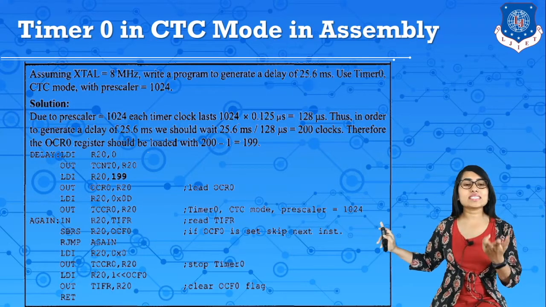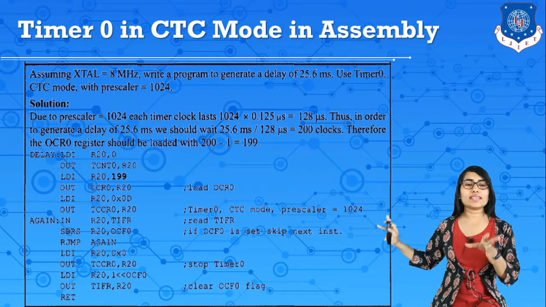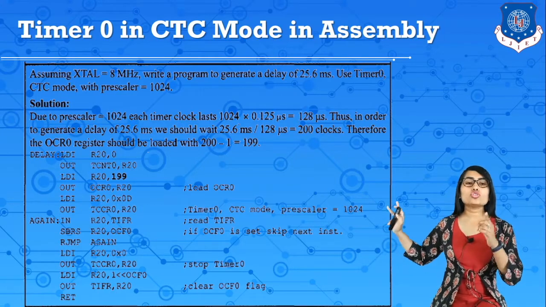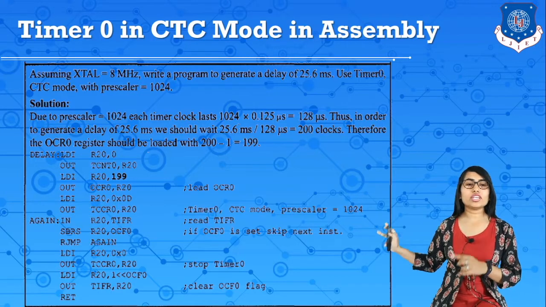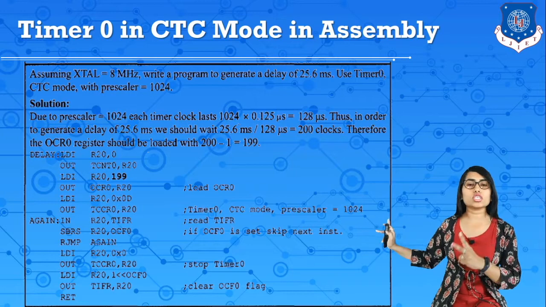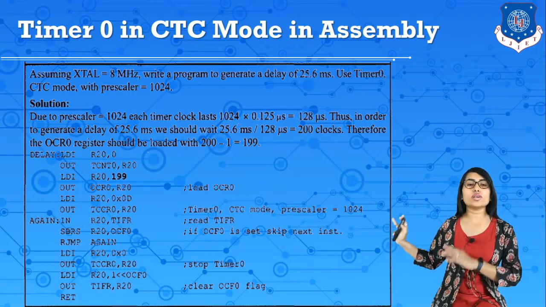So in TCCR0, according to that there is a change of bits. So LDI R20, 0x0D. So TCCR0 is equal to 0x0D. So timer 0 is in CTC mode and the prescaler is equal to 1024.